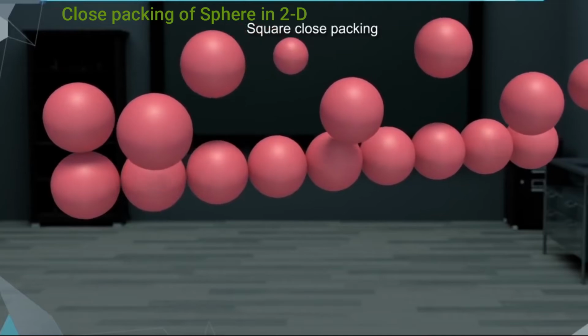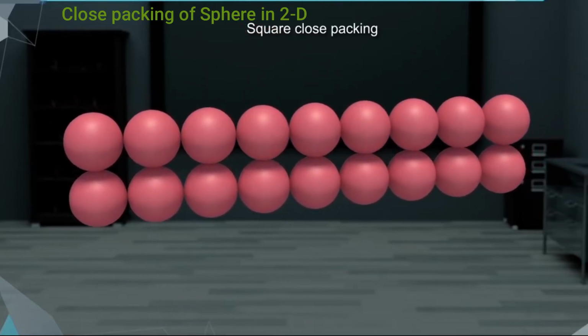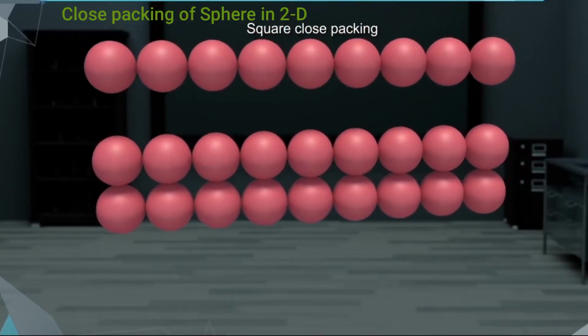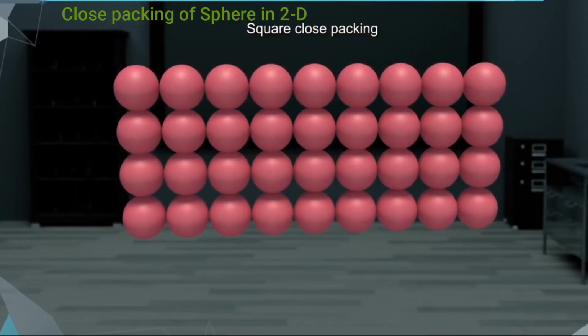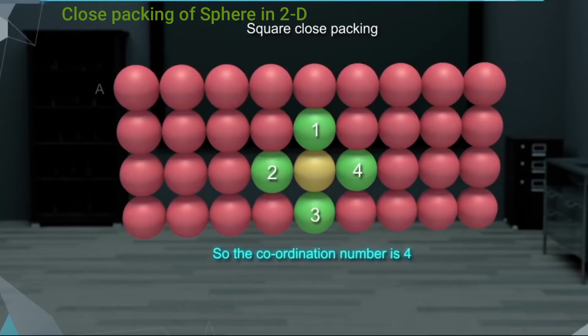If we call the first row A type, the second row being exactly the same as the first is also of A type. Similarly, we may place more rows to obtain an AA type of arrangement as shown here. In this arrangement, each sphere is in contact with four of its neighbors. Thus, the two-dimensional coordination number is 4. If the centers of these four immediate neighboring spheres are joined, a square is formed. Hence, this packing is called square close packing in two dimension.